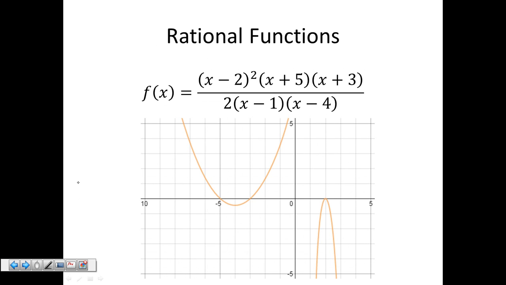If we take a look at a rational function, and I actually gave you the rational function here, it is continuous everywhere that the bottom doesn't equal 0. So it's going to be discontinuous at 1 and at 4, but everywhere else it's going to be continuous.